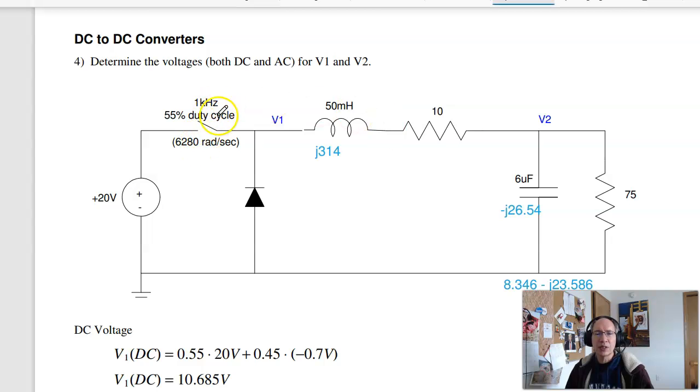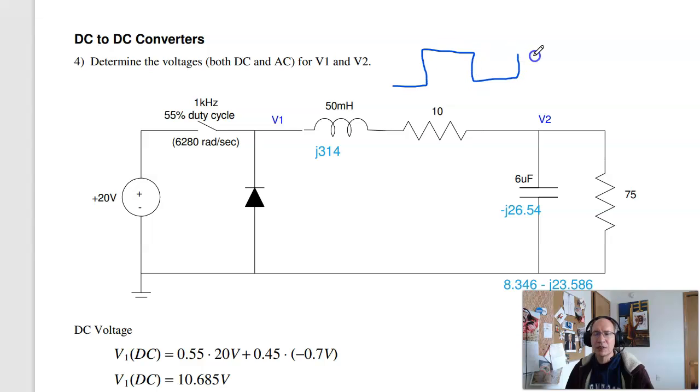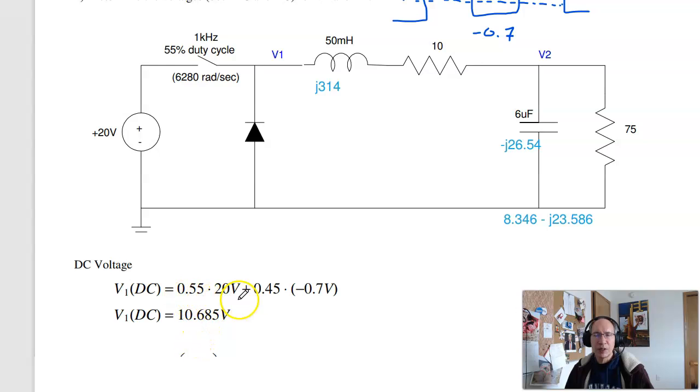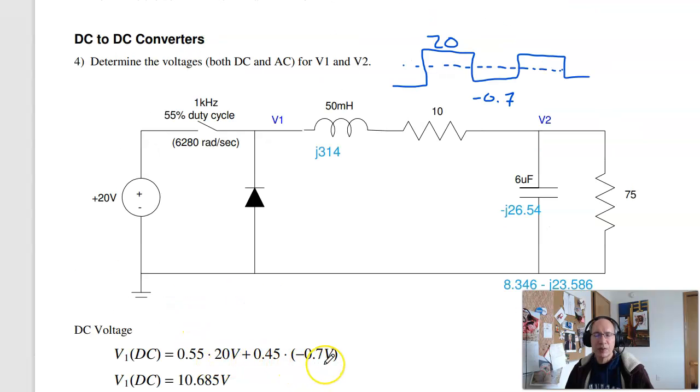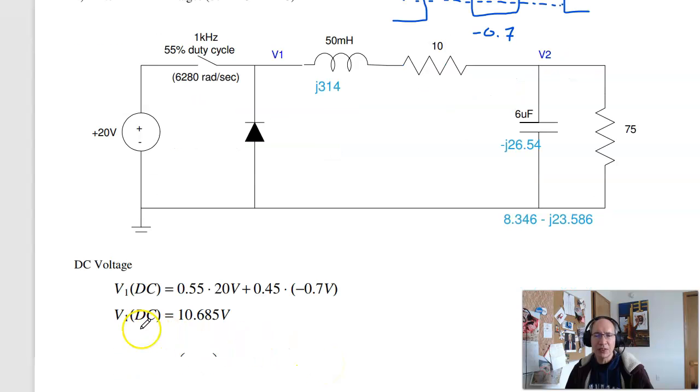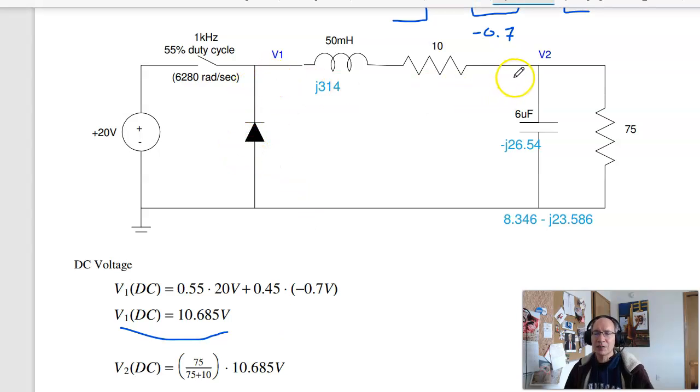Suppose I turn off the switch at 55%. So the voltage of V1 looks like this. It's 55% on. It's 20 volts when the switch is closed. It's minus 0.7 when the switch is open. If I do that, I have a DC voltage, an average. The average will be 55% of the time I'm at 20 volts, 45% of the time I'm at minus 0.7, for an average of 10.685 volts.